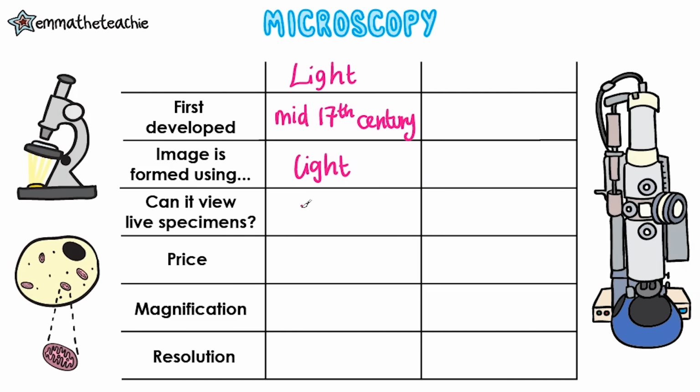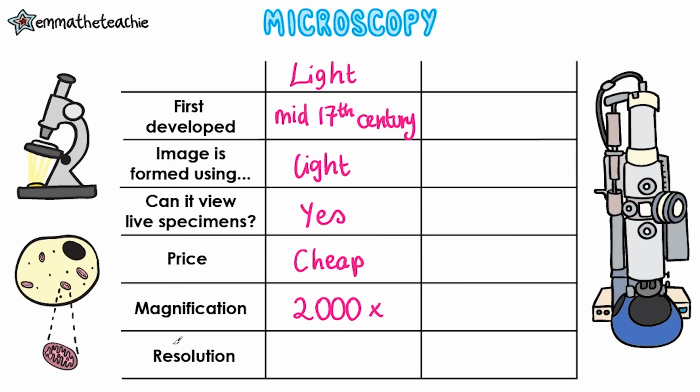Because of this, it can be used to view live specimens, for example, bugs. It's also pretty cheap, and it's easy to use, which is a big advantage. The best ones can magnify up to 2,000 times, which means that it zooms in 2,000 times.